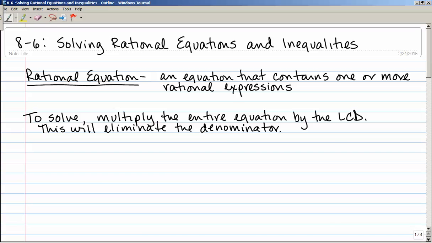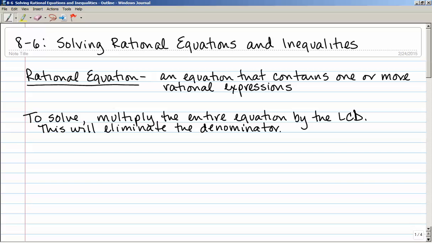Section 8.6 is on solving rational equations and inequalities. A rational equation is an equation that contains one or more rational expressions. So it's basically going to be an equation. It's going to have an equal sign in it. It's going to have rational expressions with x's, and we need to figure out what x is.